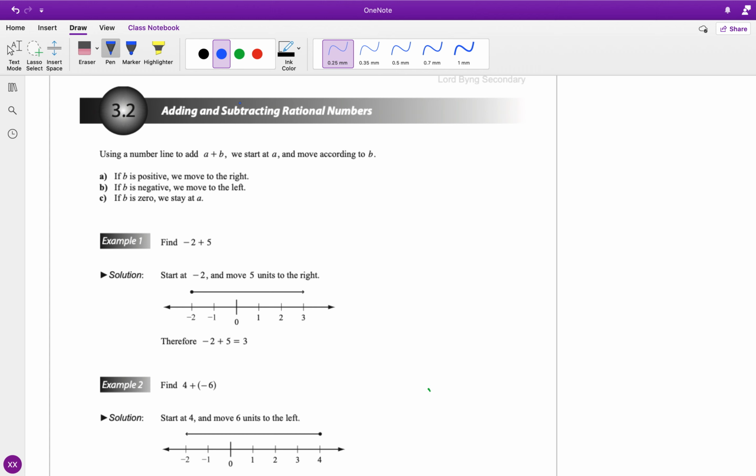3.2, adding and subtracting rational numbers. And you may notice that this section is talking about decimals, all right? But the thing is that no matter decimal or fraction, if they're all rational numbers, they can be interchanged within each other, right? You can always change a decimal to a fraction, change a fraction to a decimal.